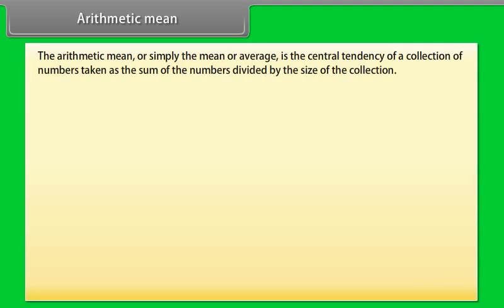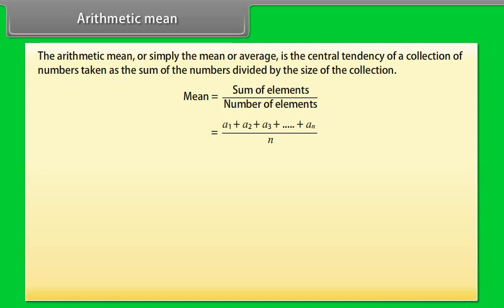Arithmetic mean. The arithmetic mean, or simply the mean or average, is the central tendency of a collection of numbers taken as the sum of the numbers divided by the size of the collection. Mean is equal to sum of elements by number of elements, which is equal to A1 plus A2 plus A3 up to plus An by n.